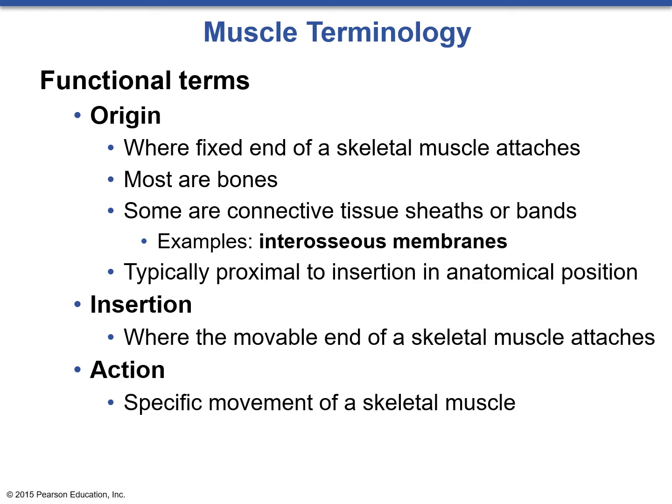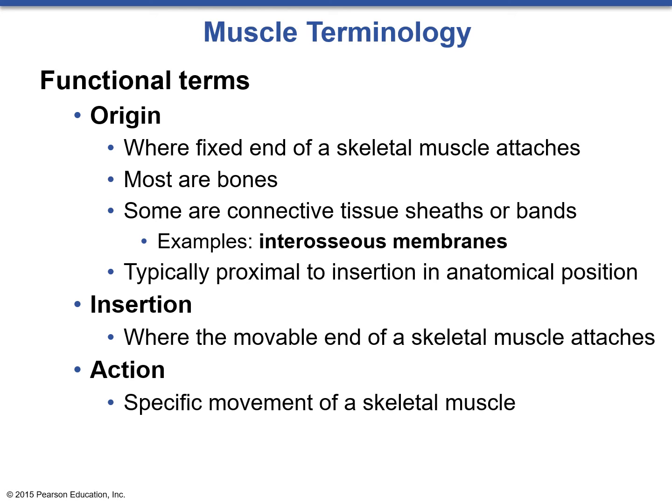So reviewing a few functional terms, we're going to look at OIA: origin, insertion, and action. Remember that the origin is going to be the fixed end where the muscle originates from, the non-movable end. This is typically going to be proximal to the insertion once in anatomical position. Most of the origin sites in the body are bones, but some are connective tissue sheaths or bands. An example might be the interosseous membranes of the tibia and fibula or of the radius and ulna.